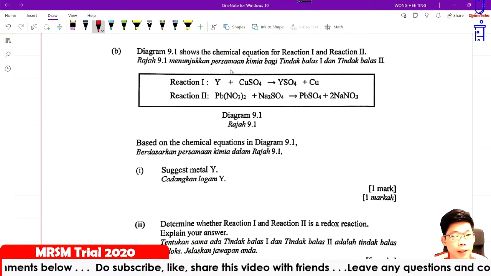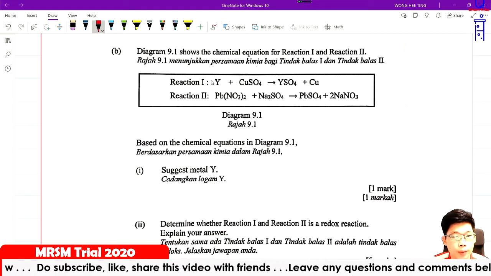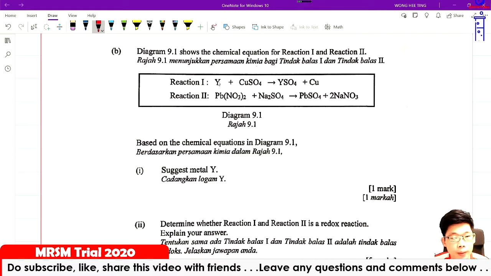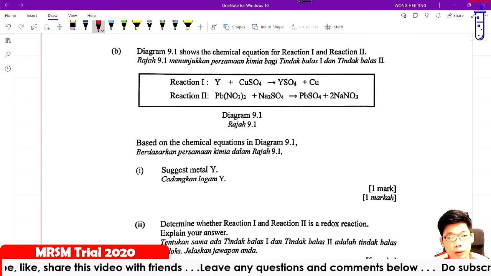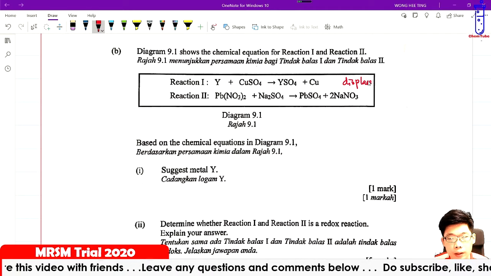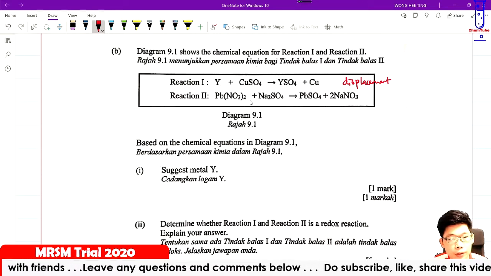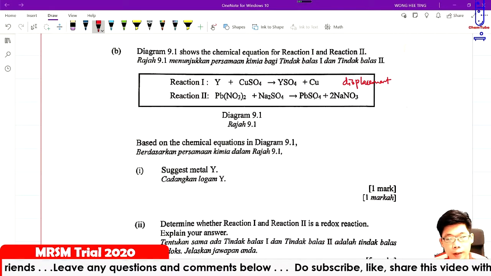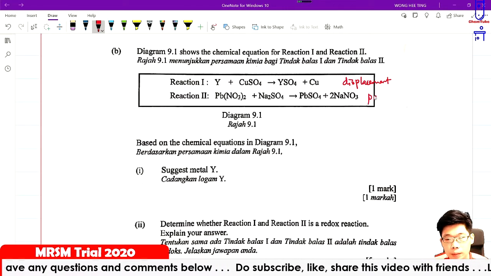Okay, diagram 9.1 shows the chemical equation for reactions 1 and 2. So reaction 1, you can say Y plus copper 2 sulfate. So this one we know it is a displacement reaction. Reaction 2, lead 2 nitrate with sodium sulfate forms lead sulfate and sodium nitrate. So this is a precipitation reaction.